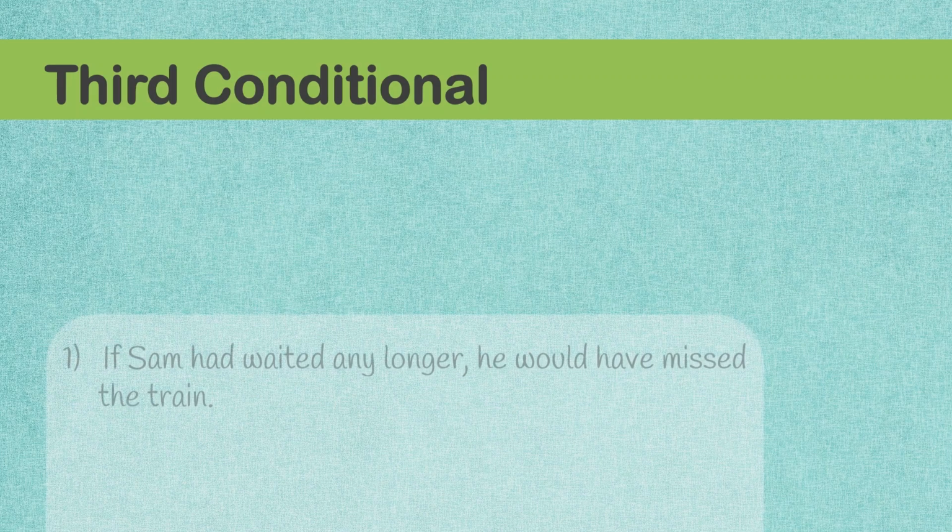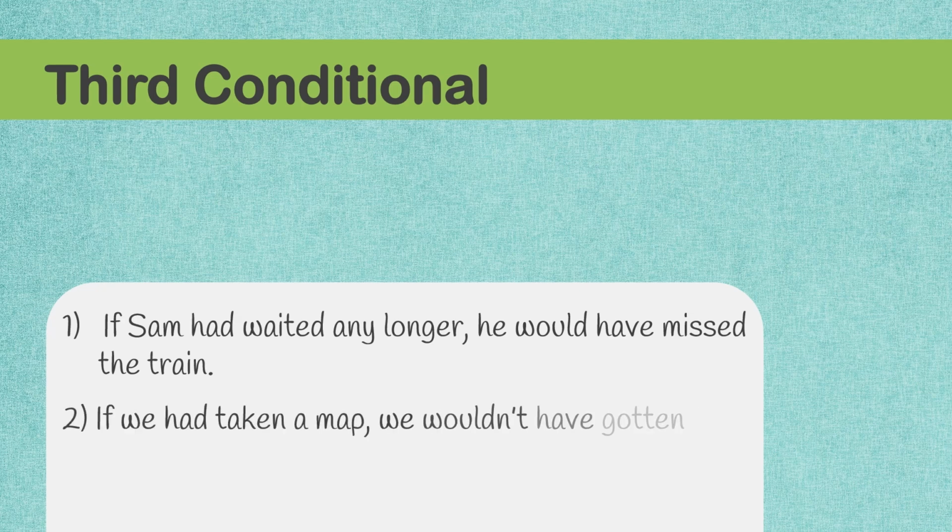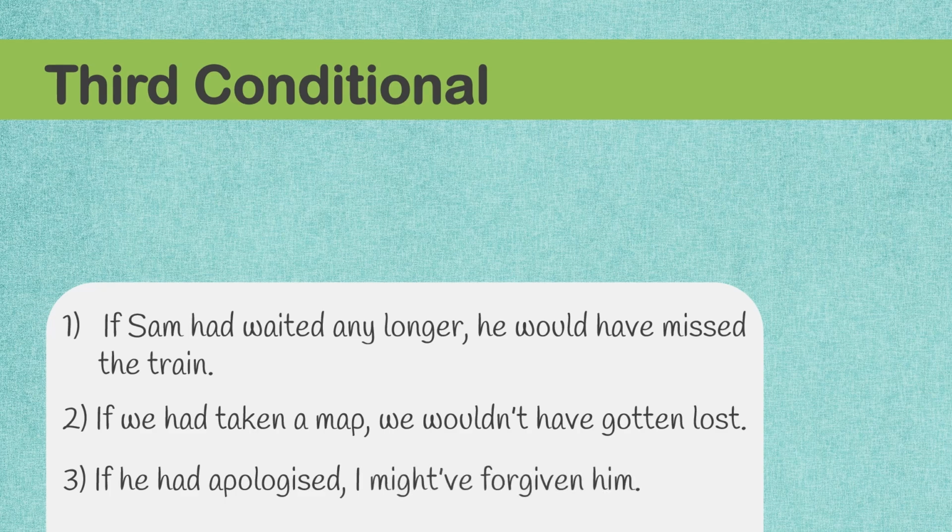Now we know the structure of third conditionals, let's take a look at a couple more examples. Number 1. If Sam had waited any longer, he would have missed the train. Number 2. If we had taken a map, we wouldn't have gotten lost. Number 3. If he had apologized, I might have forgiven him.